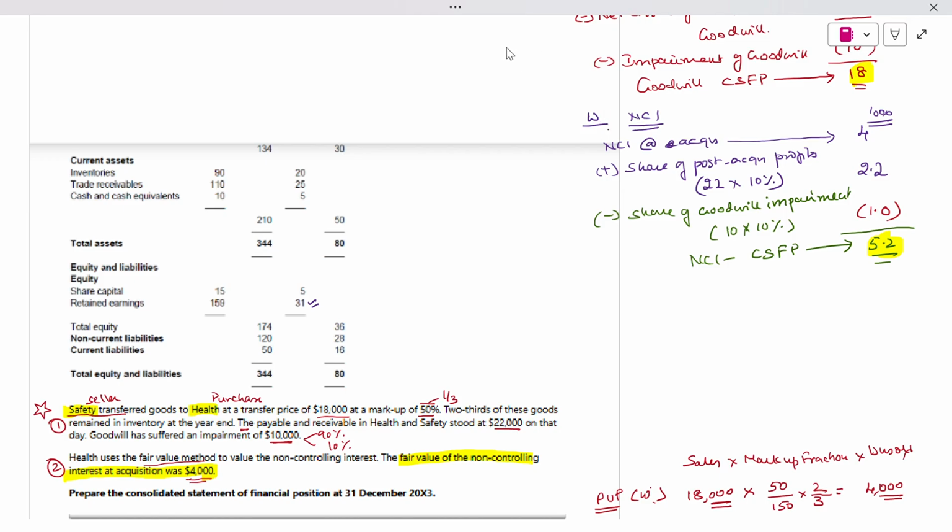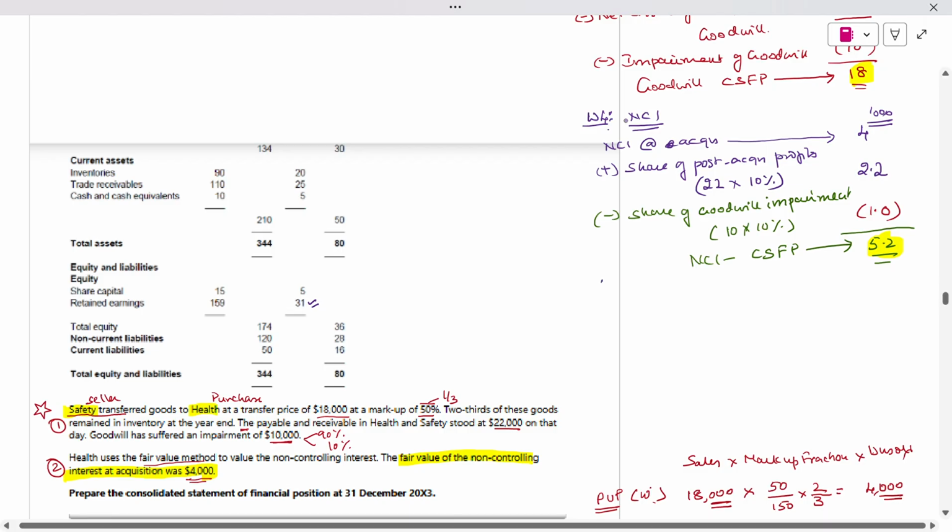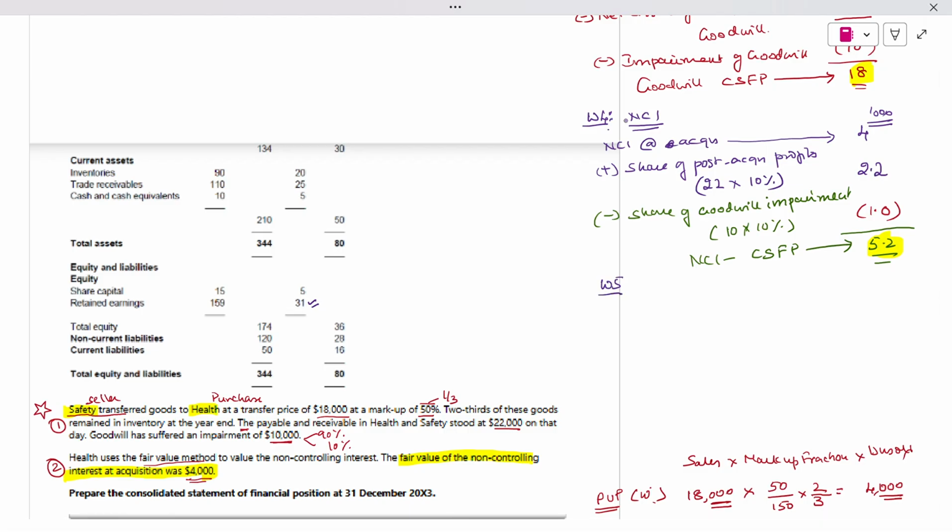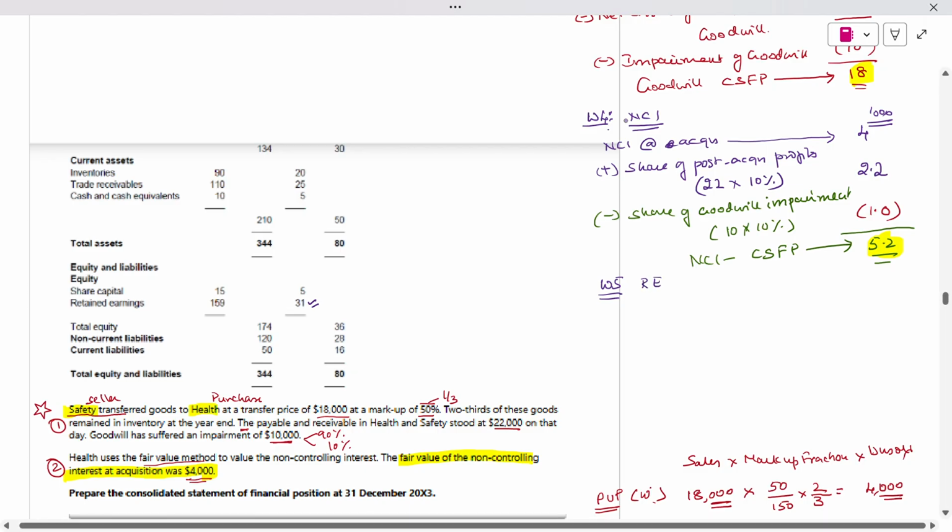Yes. Simple. Okay. Now I will not leave space for you to say that it is tough. I will not give that opportunity for you to say that it is tough. How much is the retained earnings? This is the health. This is the safety. It is a 10%. It is a 90%.